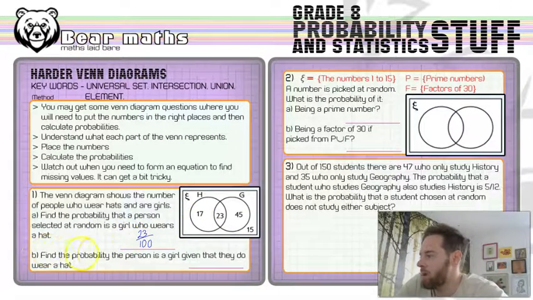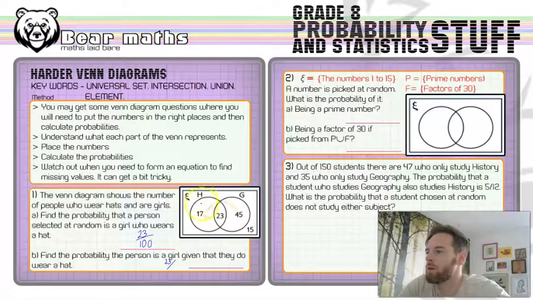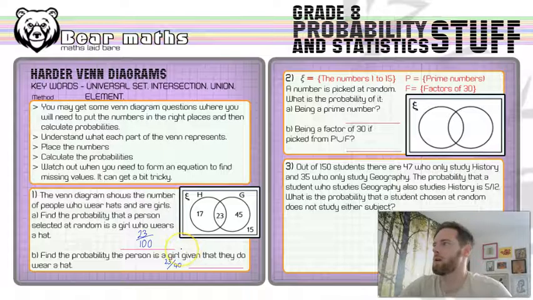Now, part B: find the probability the person is a girl given that they do wear a hat. This time we're looking at the circle that represents the number of people that wear hats, and the person is a girl again. So the girls that wear hats, 23 of them, out of the total number of people here, which would be 40, in just the hat wearing section. It's slightly tricky maybe, but interpret the words carefully and you should be okay with something like that.